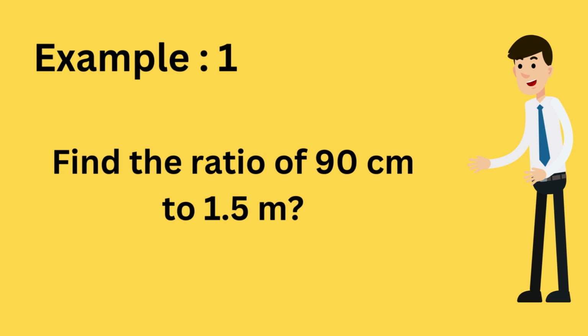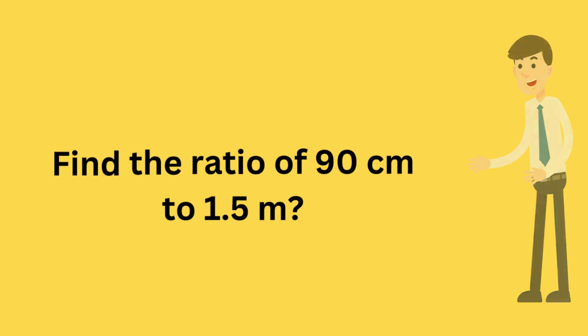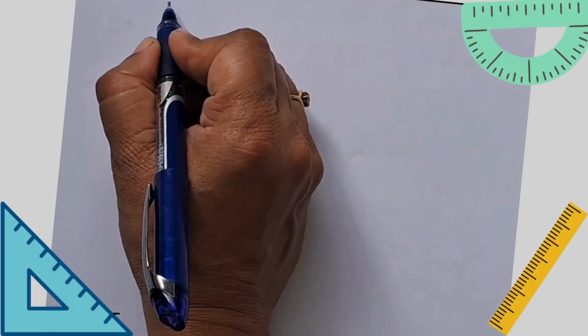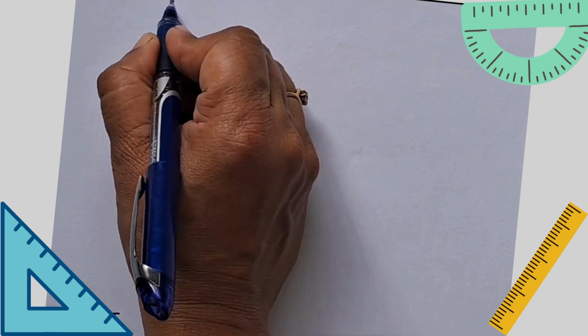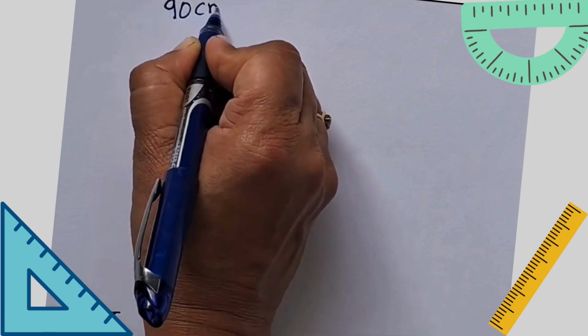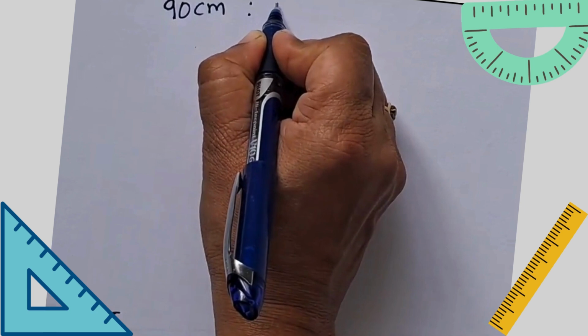Now let's get into solving word problems. Example 1. Find the ratio of 90 centimeter to 1.5 meters. As per the definition of ratio, we have to compare values of same type or quantities of same unit. Here in this question, the two quantities are not in the same units. Therefore, first we have to convert them into same units. In this problem, we are going to find out the ratio of 90 centimeters to 1.5 meters.